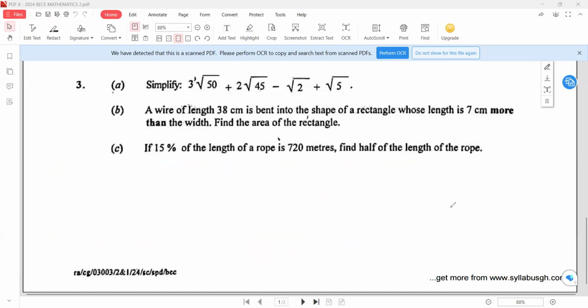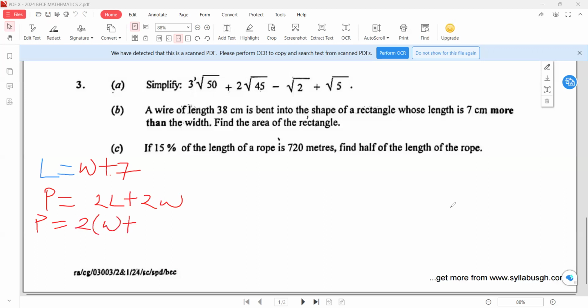3B, a wire of length 38 cm is bent into the shape of a rectangle whose length is 7 more than the width. So if my length is 7 more than the width, it means that if you add 7 to the width, you are going to have the length. So how then do we find the perimeter? 2L plus 2W. And we have the length in relation to the width. So 2 times that gives you this. And our perimeter is 38. I'm using the idea of perimeter because the wire was bent into the shape of a rectangle. So it means that the 38 cm is the distance around the rectangle, which is perimeter.